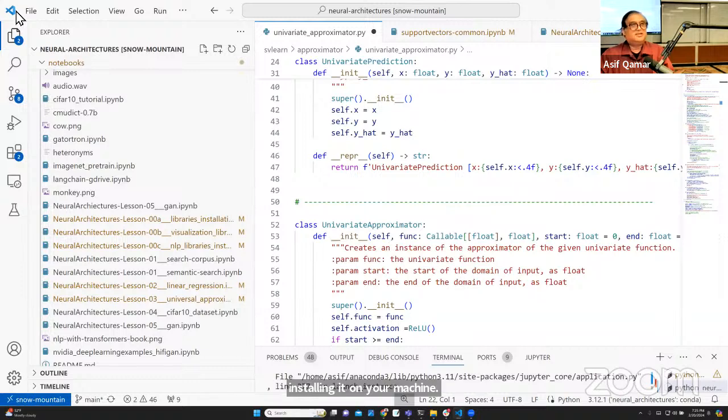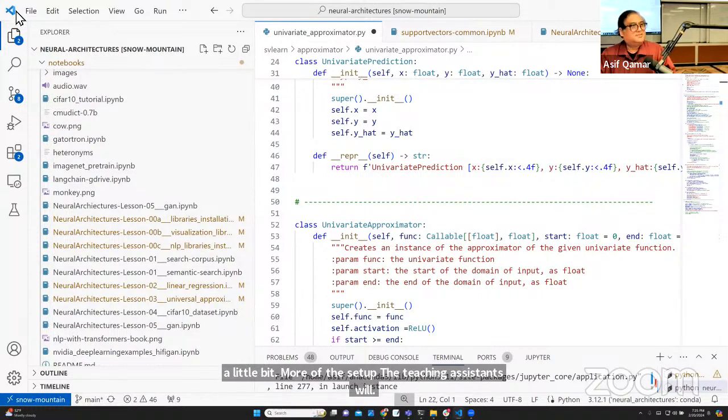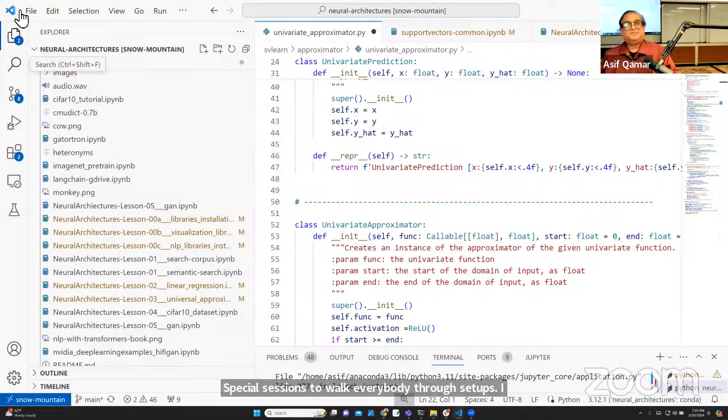Once you have installed it, I will go over the setup a little bit. More of the setup, the teaching assistants will hold special sessions to walk everybody through setups. Are we together? Otherwise, the whole day today will just be spent on setups. So if you feel that this is all very strange, today try to follow the main ideas. Rest assured that our TAs will work with you as long as it takes to make sure that your laptops are properly set up to do all of this.